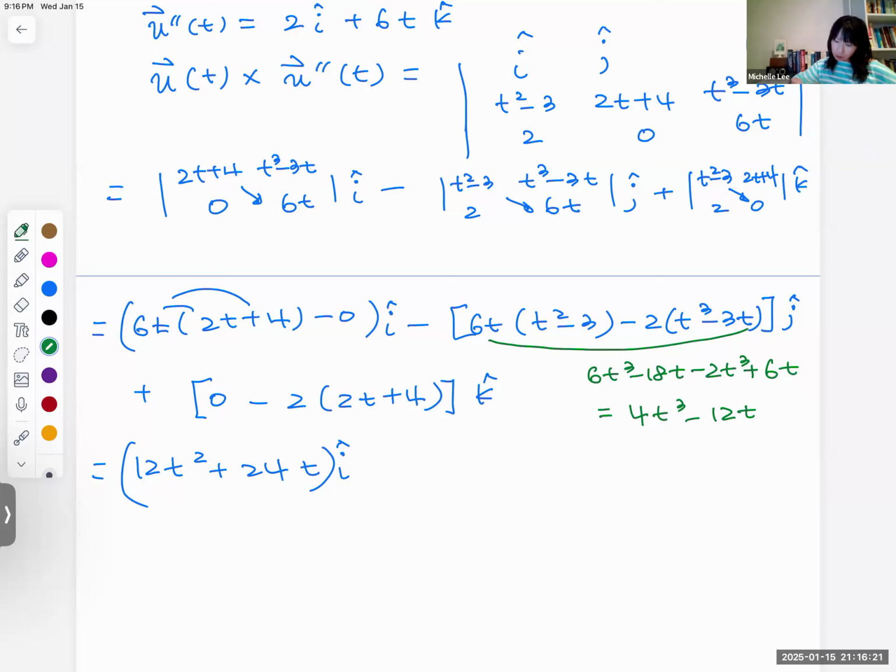Let's check the sign. Okay, there is a sign, good. So this is the one, but we have a negative here, right? So that will be negative 4t to the third power plus 12t. So negative 4t to the third power plus 12t, j, and k.